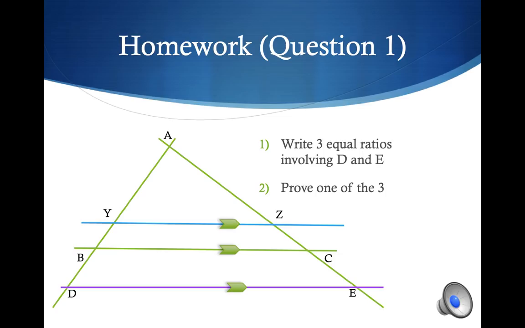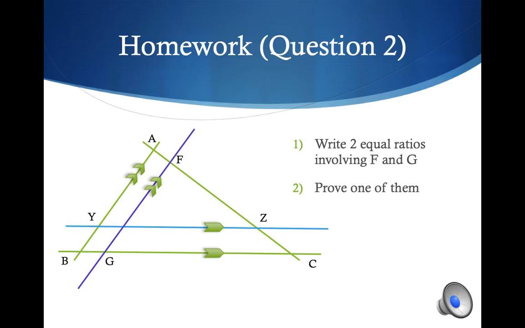So, question 1 is, let's say that I still have my triangle ABC, but extend the lines a little bit and create line segment DE, which is parallel to side BC. Go ahead and try and write 3 equal ratios involving D and E, and then prove one of them. An example of this would be AD divided by AB plus AE divided by AC. This should look very familiar to the stuff we did with YZ.